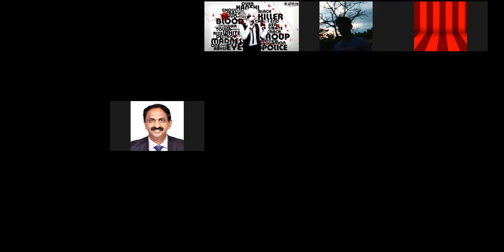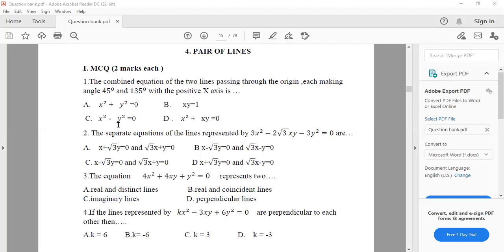So let's do a few problems and then I'll wind up. Okay, let's see how much we can apply this. Read the first question. What do you have to find? Combined equation. So you need to know both the slopes, and you need to know their separate equations, and then you need to know their combined equation. So the lines are making angles 45 and 135.